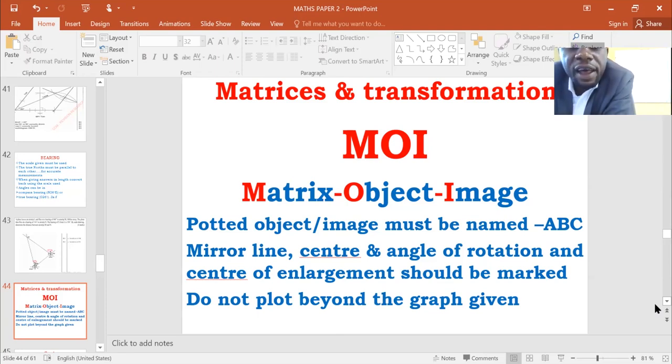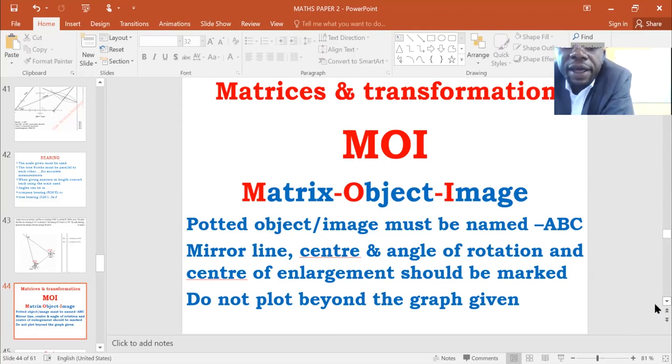Then again, this is another area where students lose marks. Maybe sometimes they do it in a hurry. You plot the object and the image correctly, but you fail to label them. If you fail to label them, these are usually 1 mark, so you get B0. And then in case of reflection, the mirror line should be clear. In case of rotation, the angle of rotation and the center of rotation should also be clear. And in case of enlargement, the center of enlargement must also be clear.